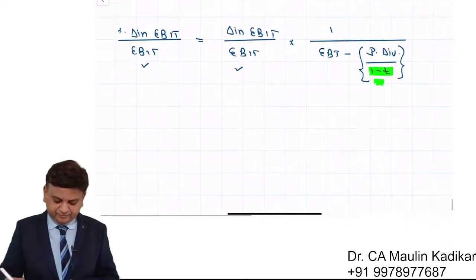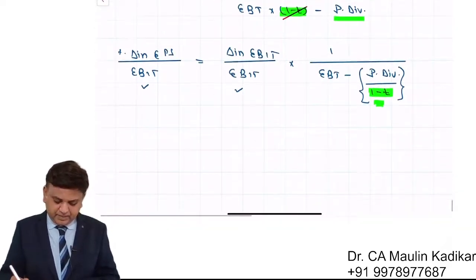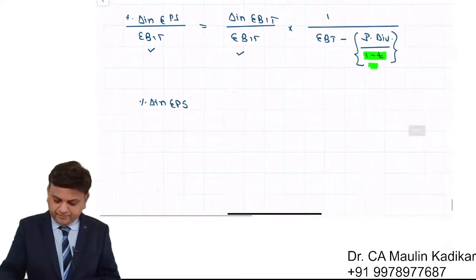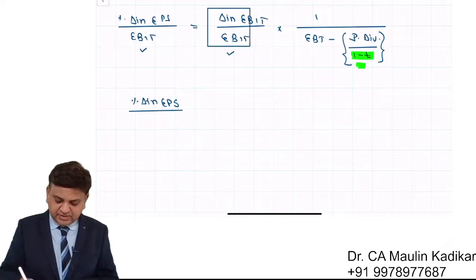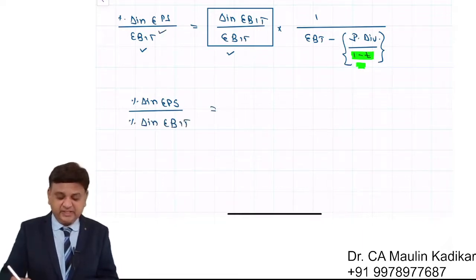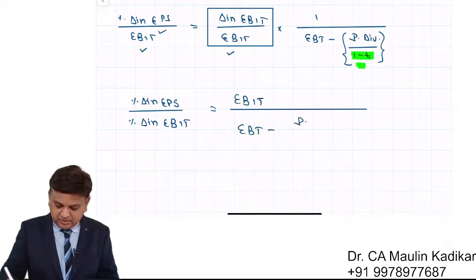Now it's very simple. I'm sorry, this is the percentage change in EPS. Now what will happen? Percentage change in EPS divided by percentage change in EBIT, which is the answer for this equation, is equal to, this EBIT is transferred to the opposite side, so it is EBIT upon EBT minus preference dividend divided by 1 minus T.